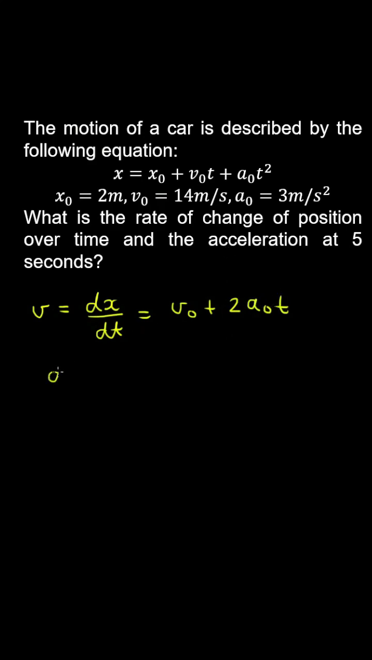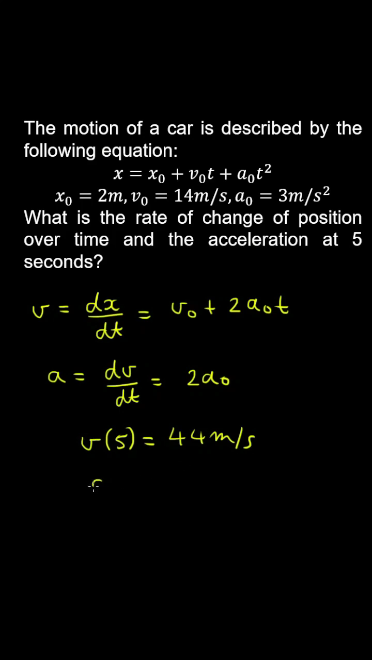And the acceleration is the second derivative of position with respect to time, or the first derivative of velocity with respect to time. So that would be 2a0. And substituting for the initial conditions and a time of 5 seconds gives us the velocity is equal to 44 meters per second. And the acceleration at 5 seconds is equal to 2 by a0, which is 6 meters per second squared. And note the units for the derivatives are consistent with the result.